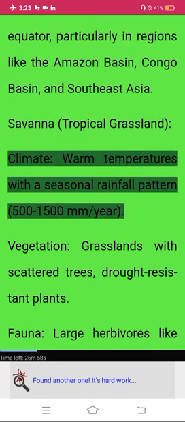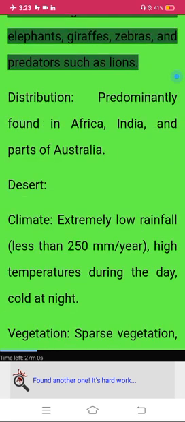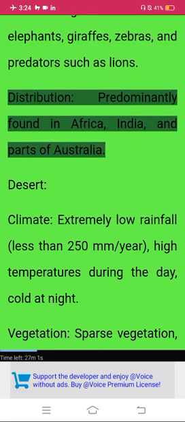Savanna, tropical grassland. Climate: warm temperatures with a seasonal rainfall pattern, 500–1,500 millimeters per year. Vegetation: grasslands with scattered trees, drought-resistant plants. Fauna: large herbivores like elephants, giraffes, zebras, and predators such as lions. Distribution: predominantly found in Africa, India, and parts of Australia.